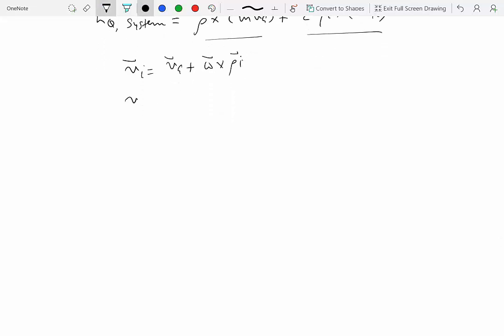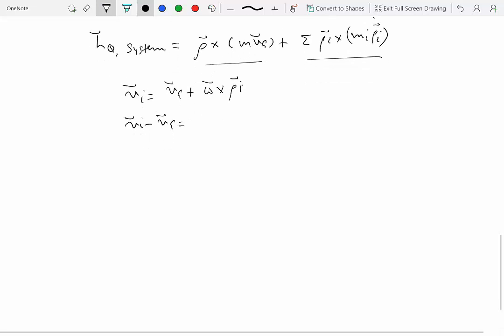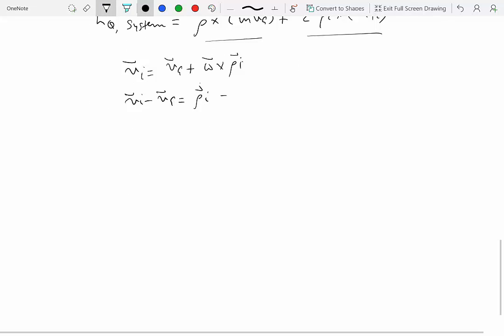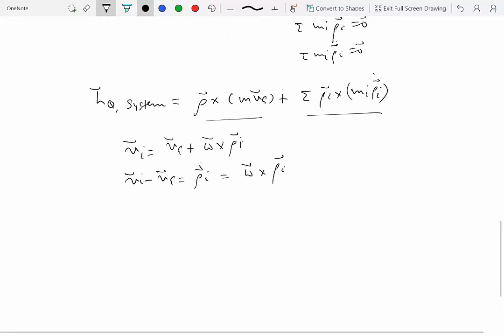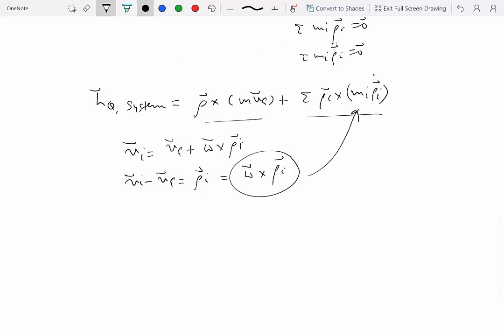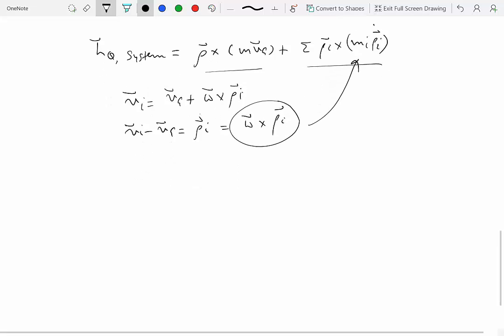And vi minus vg is nothing but this relative velocity rho i dot, which we are interested in, right? And that is equal to omega cross rho i. So we can make this substitution in here, right? We can make that substitution. So what do we get?